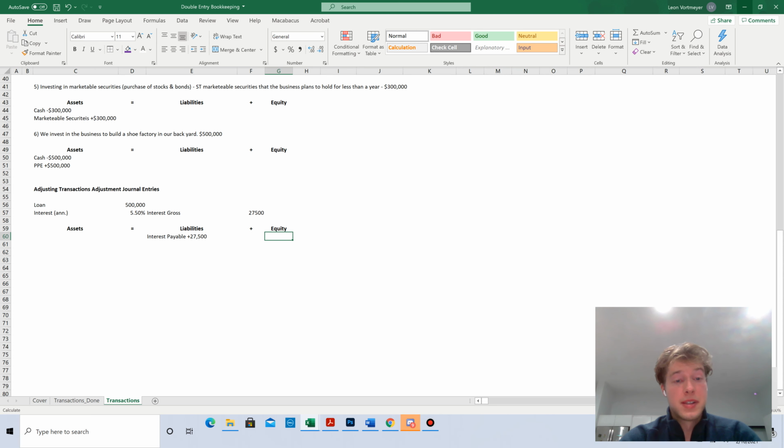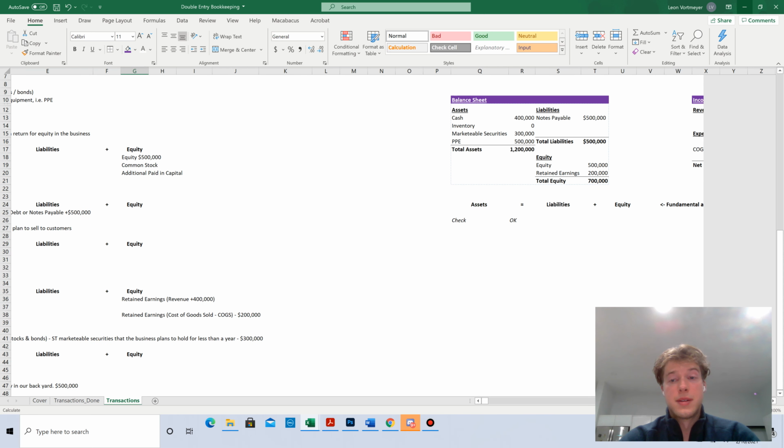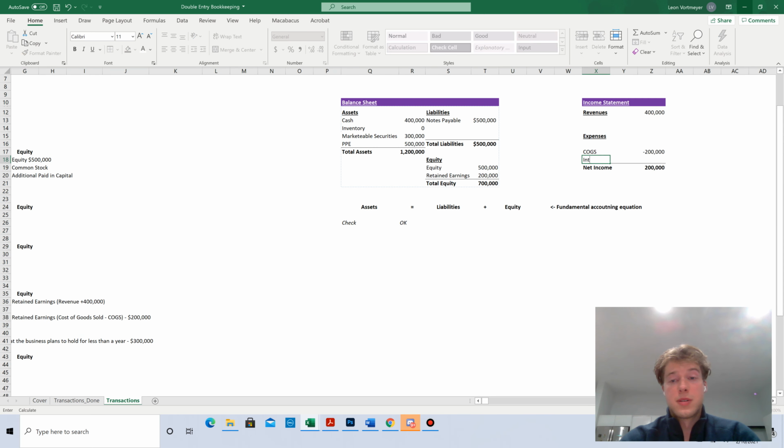Then, on the equity side of the balance sheet, we have what's called an interest expense. And if the previous examples for retained earnings have made sense to you, then you'll notice that this affects retained earnings. So retained earnings go down $27,500. And we're going to go over to the income statement to book it. Another expense, we're going to have interest expense.